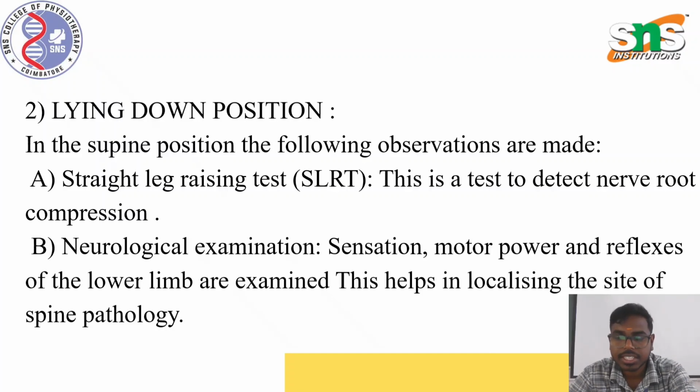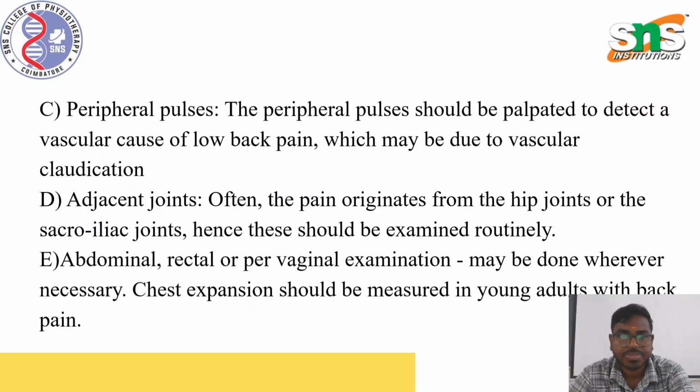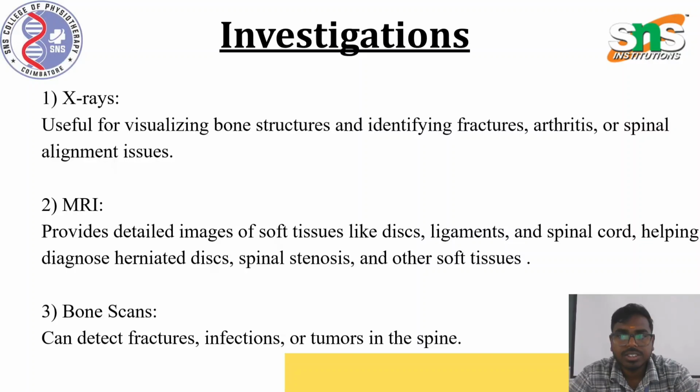In the neurological examination, the sensation, motor power, and reflexes of the lower limb are examined. This helps in localizing the site of spine pathology. Peripheral pulses are also checked. It also helps to find adjacent joint abnormalities, and abdominal, rectal, and per vaginal examinations are also done.